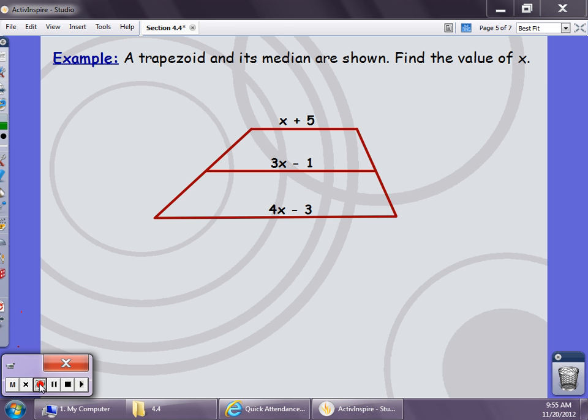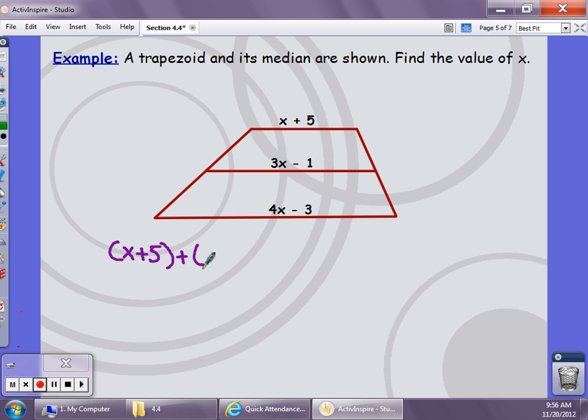If we want to set up an algebraic expression, we can say that the first base, which is x plus 5, plus the second base, which is 4x minus 3, if I add those up to find the sum and take the average, which is going to be divided by 2, that is going to equal 3x minus 1. So I want to know what value is going to help me determine the median.